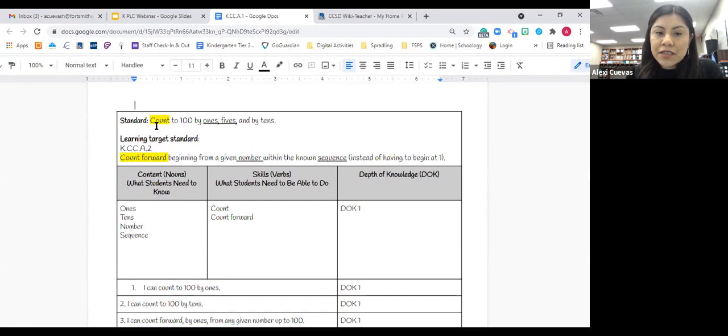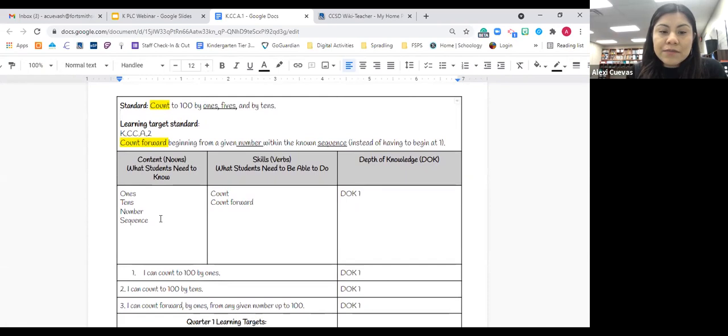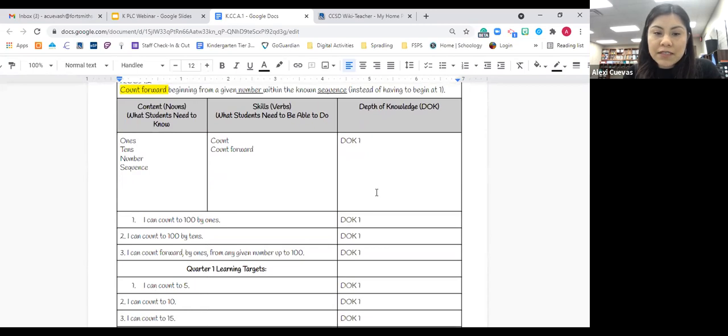The very first thing is we highlighted count. That's a verb. They need to be able to do that. And then the nouns, by 1s, 5s, and by 10s. We did the same thing with the learning target standard. And then down here, we have listed all of the nouns, what students need to know. We listed the verbs, what skills students need to be able to do, and then the DOK level overall for the standard.